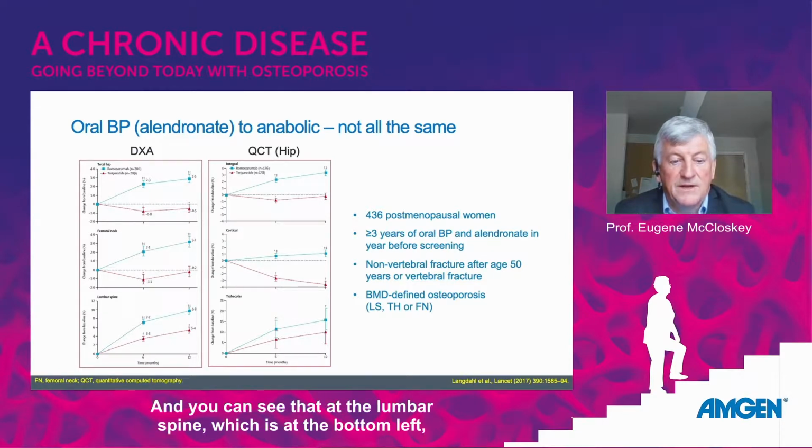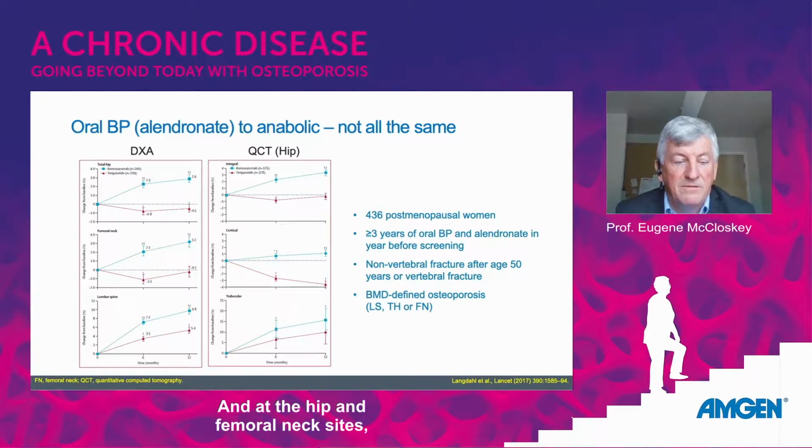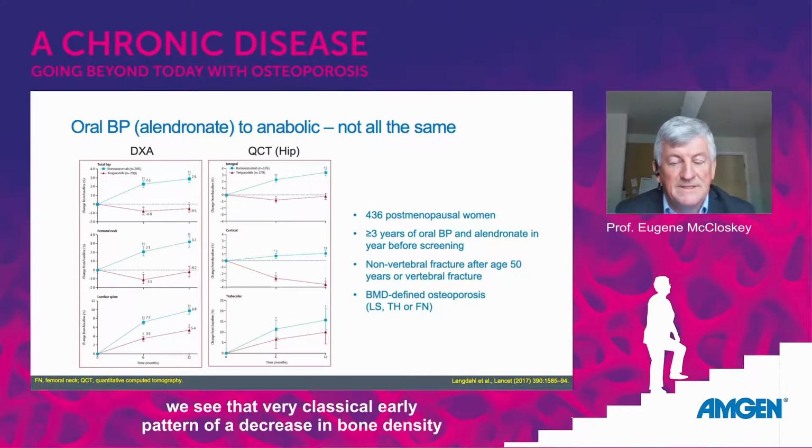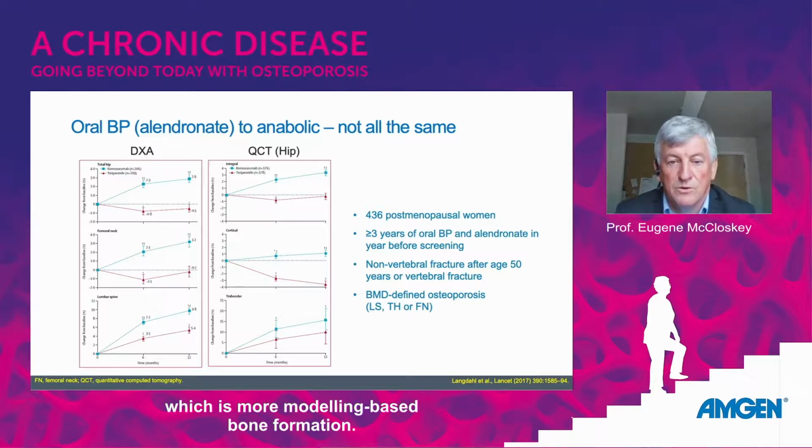And you can see that at the lumbar spine, which is the bottom left, the increase in lumbar spine BMD is significantly greater transitioning to romosozumab than teriparatide. And at the hip and femoral neck sites, we see that very classical early pattern of a decrease in bone density due to the increase in bone remodeling seen with teriparatide and an opening of the remodeling space. And that's not a pattern that we see in the patients transitioning to romosozumab, which is more modeling-based bone formation.